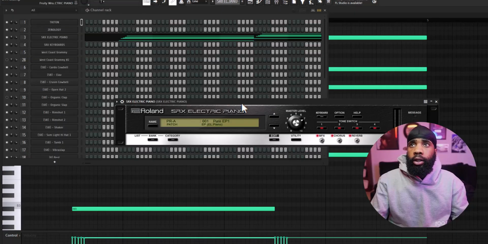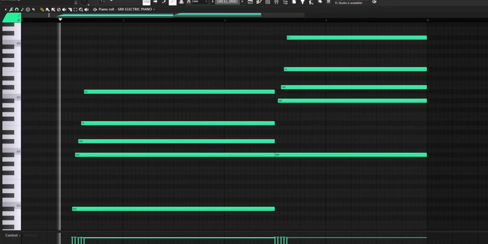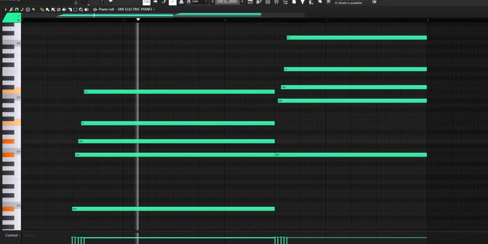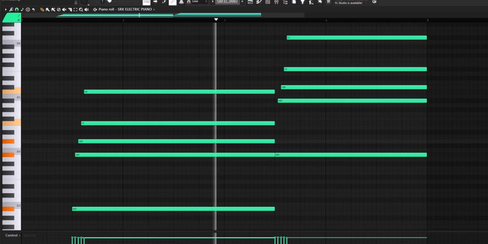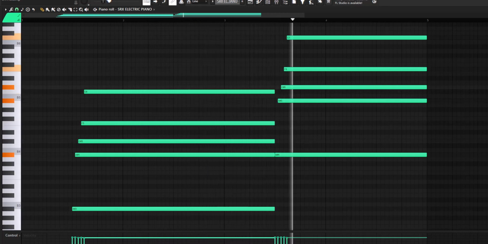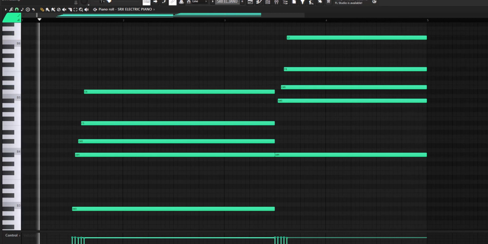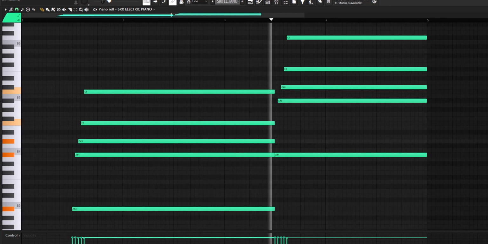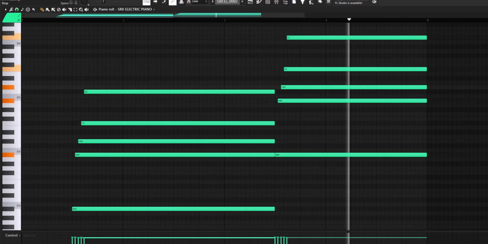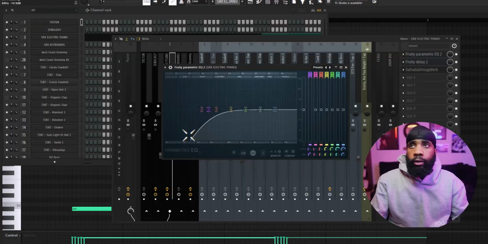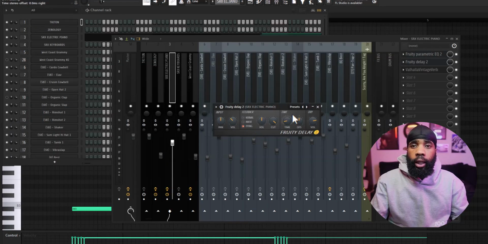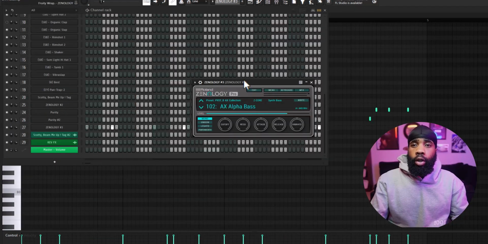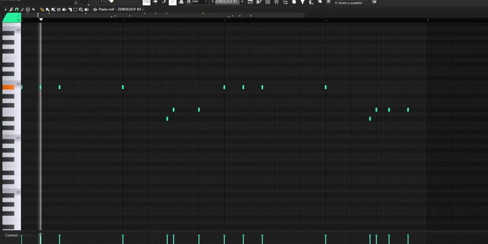For my next sound, I got an electric piano. And for the effects on that, I have an EQ, a delay, and a Hollow Vintage reverb. You already know I gotta throw the Alpha Bass in there.